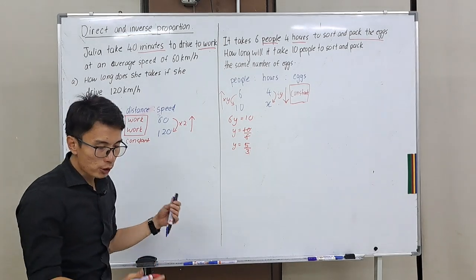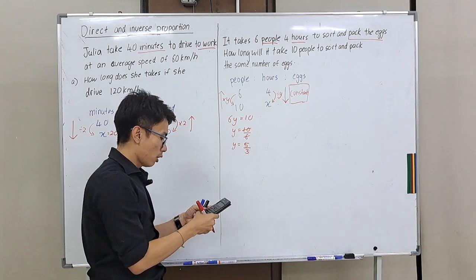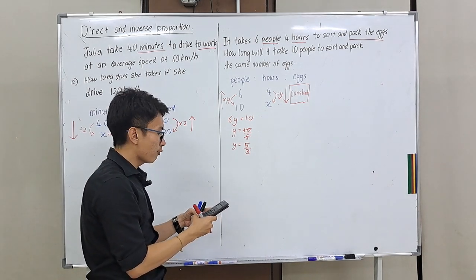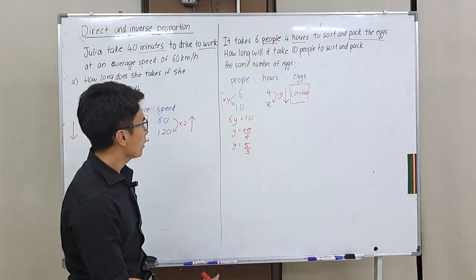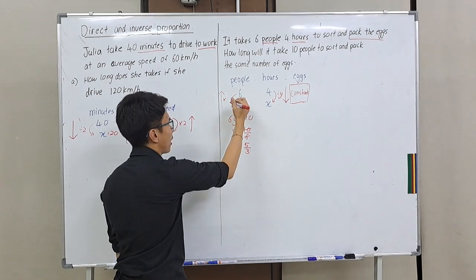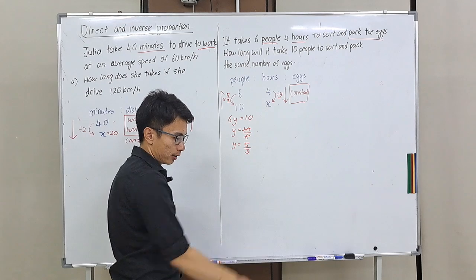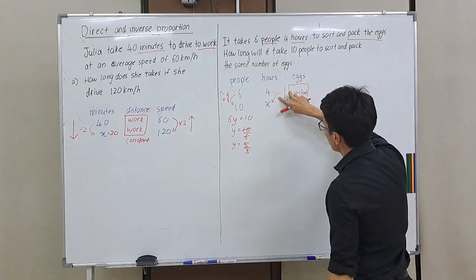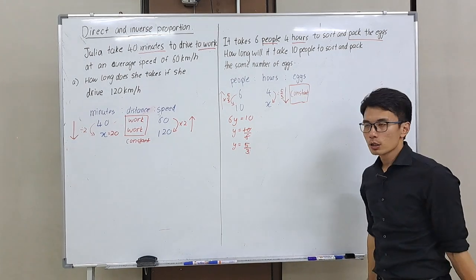Right? So you can check this in your calculator. You can take 6 multiply with 5 over 3, and true enough, you will get 10. Okay, so we have already identified this y, which is 5 over 3. So which means to find for this x, I should divide by 5 over 3, correct?